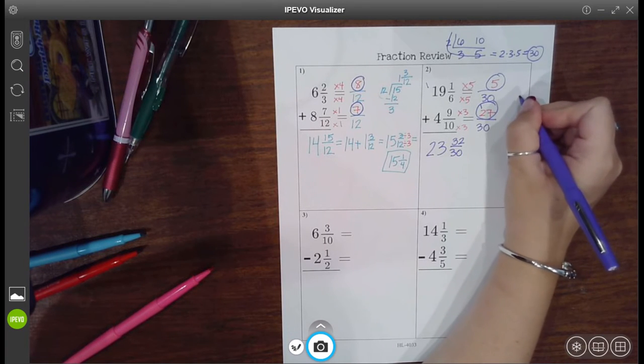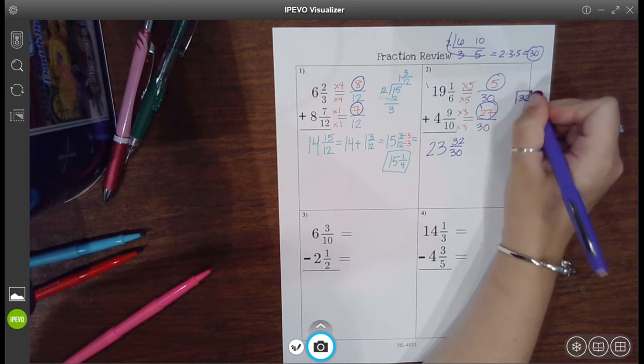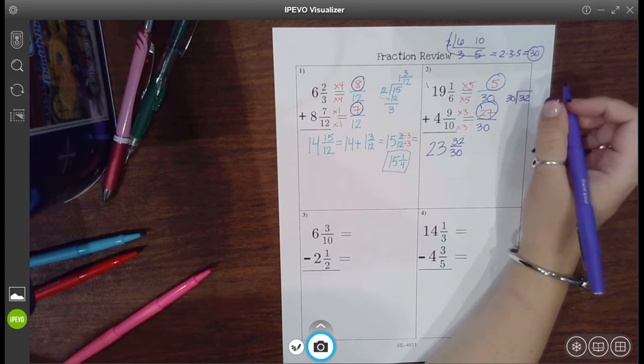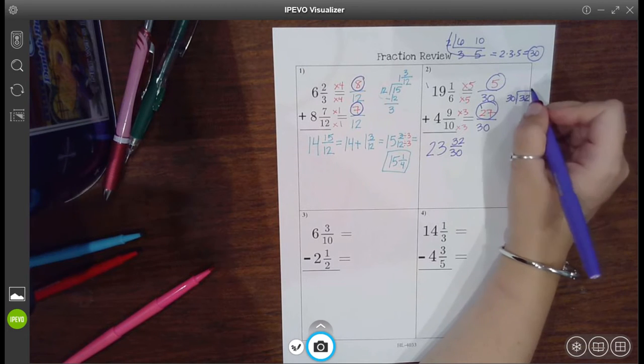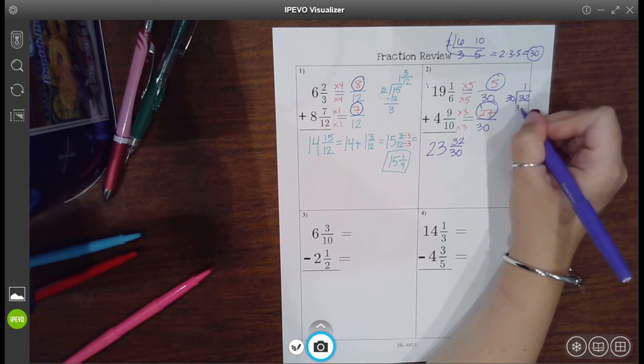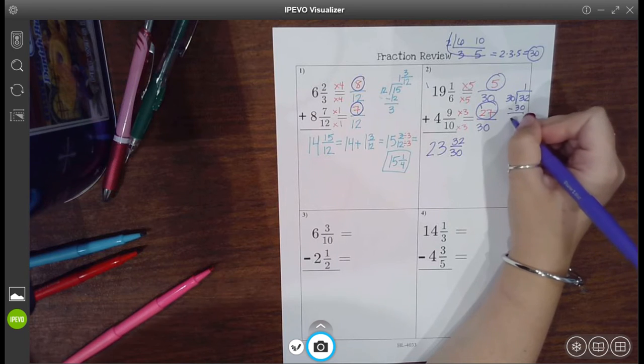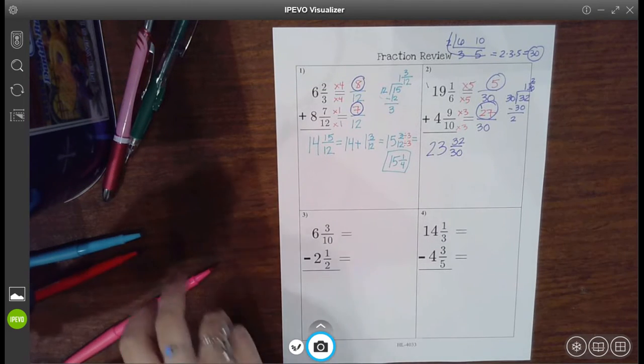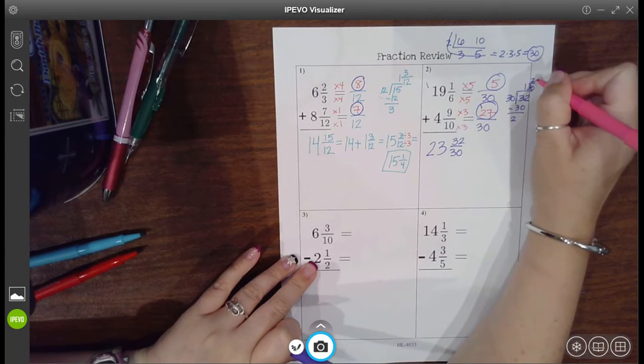Just like we did last time, I'm going to change that improper fraction to a mixed number by taking the top and dividing it by the bottom. 30 goes into 32 once. When you subtract that, you get 2. So you have 2/30. And you can reduce that by 2.